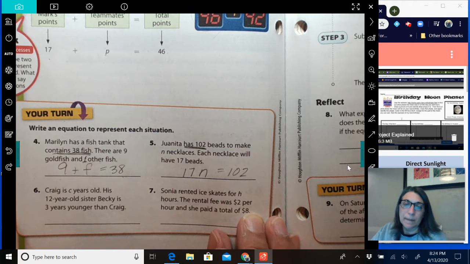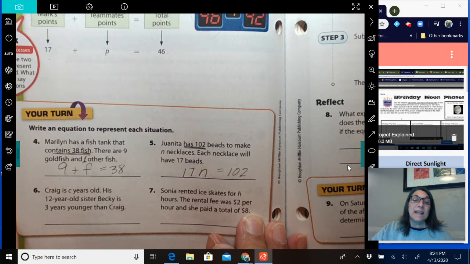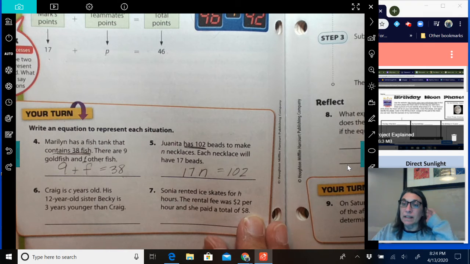Now in this, I want to jump ahead. I don't want to jump ahead. She has 102 beads. We don't know how many she'll be able to make, but it's going to take 17 beads for each necklace. So ultimately, to solve this, we're going to come back later and divide.